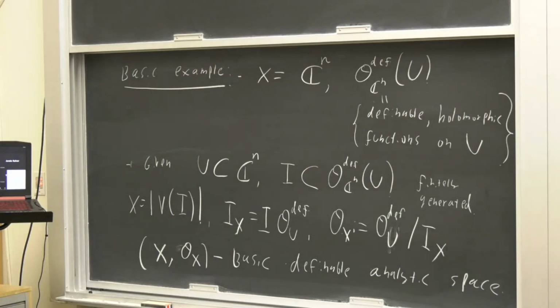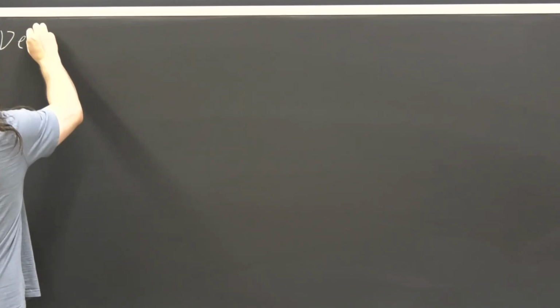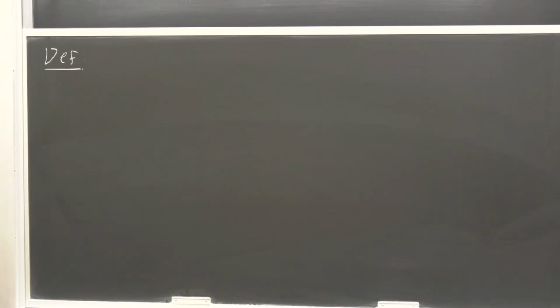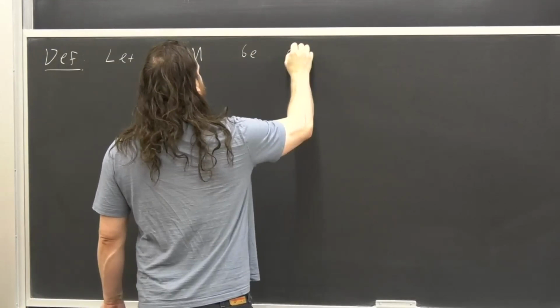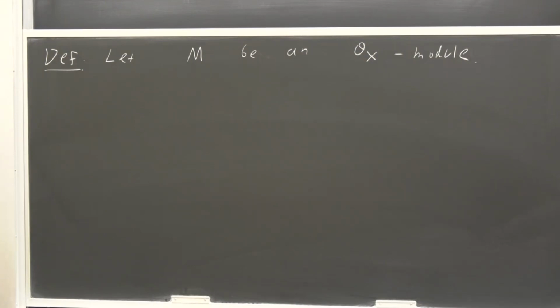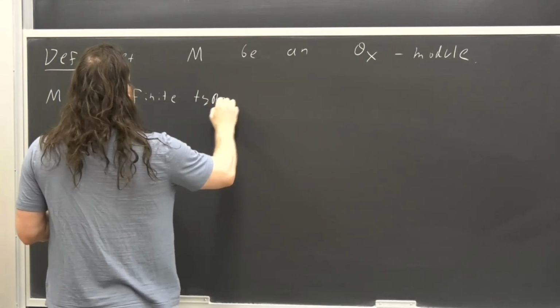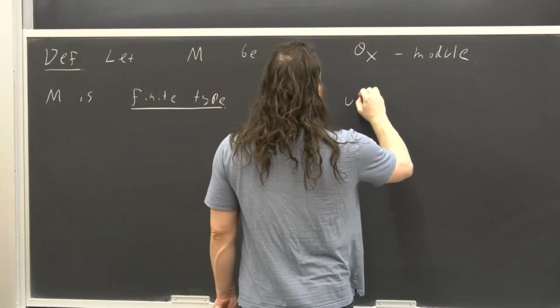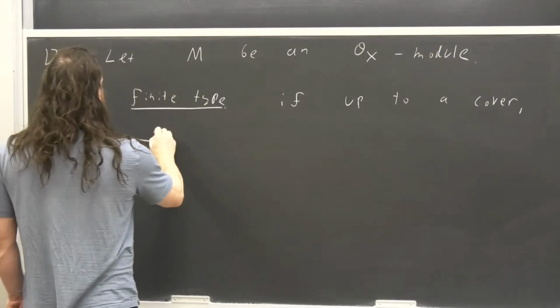Okay. So let me talk a little bit about properties that sheaves of rings can have, which are going to be important to us. So let M be an O_X module. And these properties make sense just in this general context with a definable space and a sheaf of rings on it. We say that M is finite type if, up to a cover, there exists a surjection from O_X^n to M.